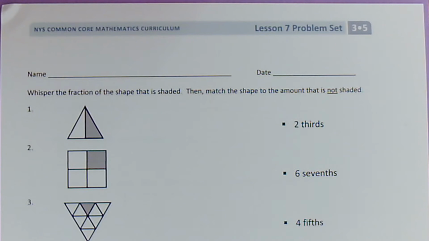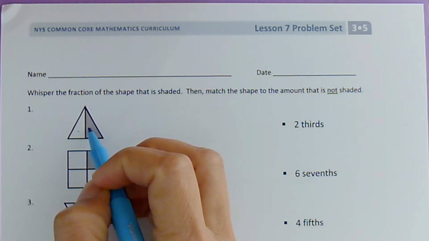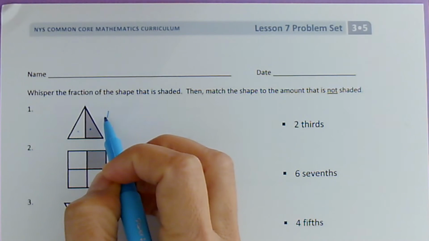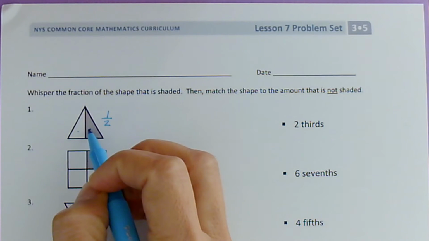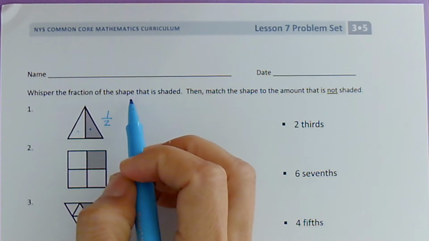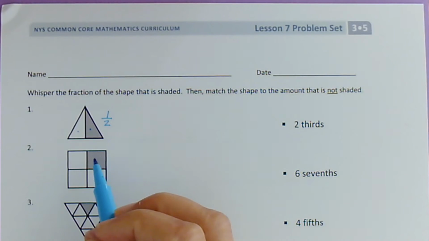And what we're going to do today, it says whisper the fraction of the shape that is shaded. So what that means is we are looking at this fraction. So we have a piece here and a piece here. We have two pieces. And the part that's shaded is over here, and that's one out of two pieces. So 1/2 is shaded and 1/2 is not shaded. So it says whisper the fraction of each one. So what we're going to do here is we're going to label all these fractions.